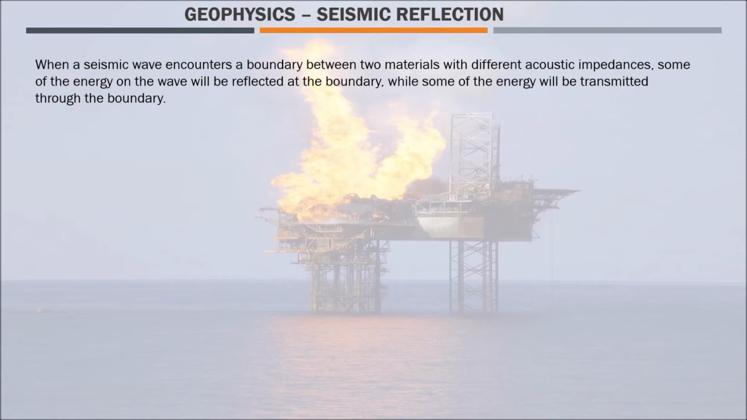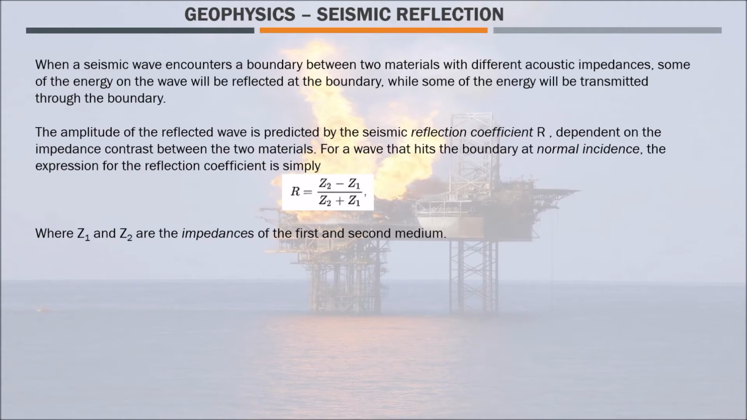Now, as I mentioned earlier, when a seismic wave encounters a boundary between two materials with different acoustic impedances, some of the energy of the wave will be reflected at the boundary, while some of the energy will be transmitted through the boundary by refraction. The amplitude of the reflected wave is predicted by the seismic reflection coefficient R, which is dependent on the impedance contrast between the two materials. For a wave that hits the boundary at normal incidence, that is perpendicularly, the expression for the reflection coefficient is simply R equals (Z2 minus Z1) upon (Z2 plus Z1), where Z1 and Z2 are the acoustic impedances of the first and second medium.